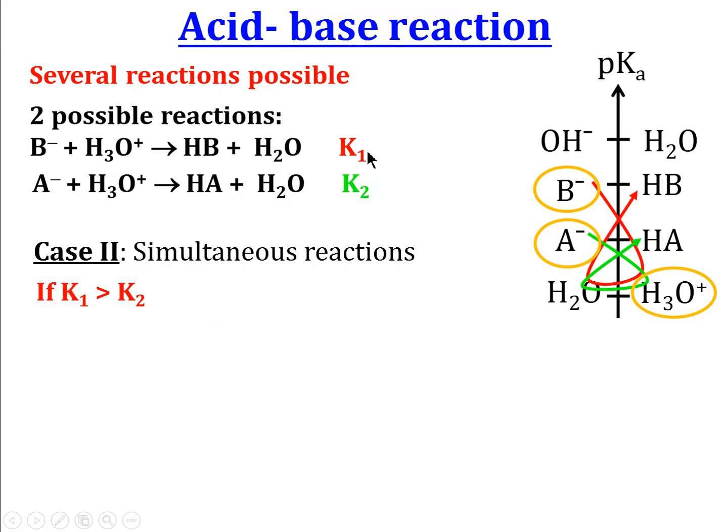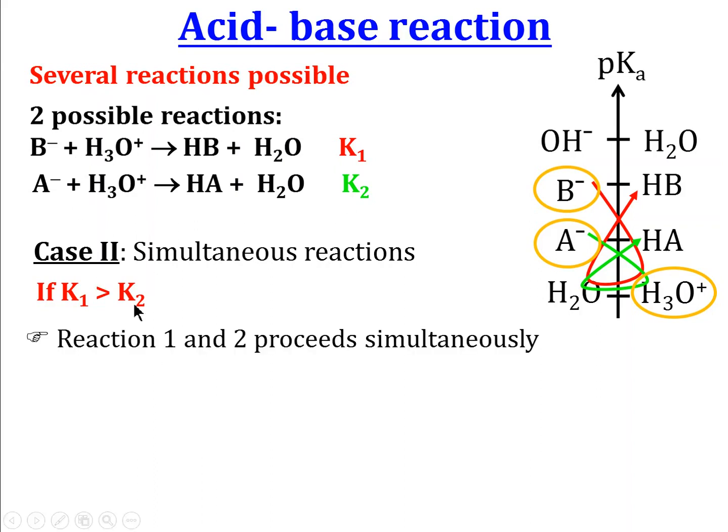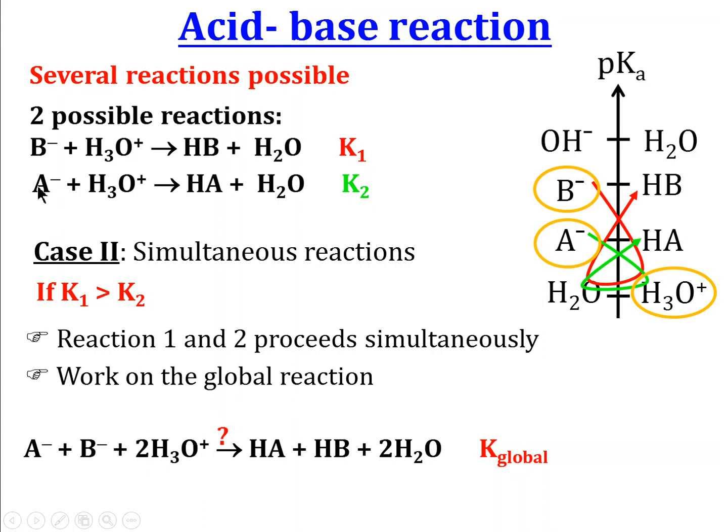Suppose K1 is not greater than 100 times K2, so the values of K1 and K2 are close. For example, in this case, the two reactions proceed at the same time. So we cannot work on reaction 1 nor on reaction 2. We have to work on the global reaction. So we write the global reaction: A minus plus B minus plus 2 H3O plus gives HA plus HB plus H2O.